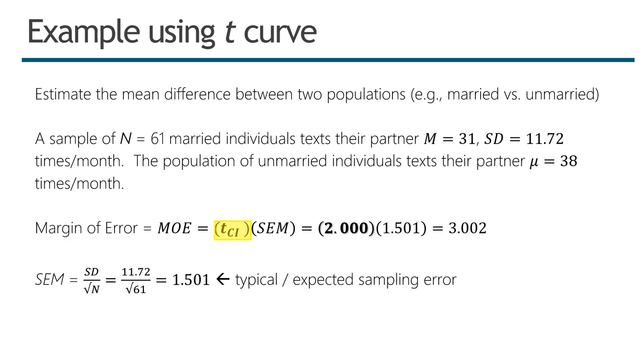Next, we need the margin of error. The margin of error has two terms, the t CI and the expected sampling error in the study. The t CI I'll cover on the next slide. The sampling error, or the SEM, is computed by the sample standard deviation divided by the square root of n. So it's going to be 11.72 divided by the square root of 61, which is going to give us 1.5.